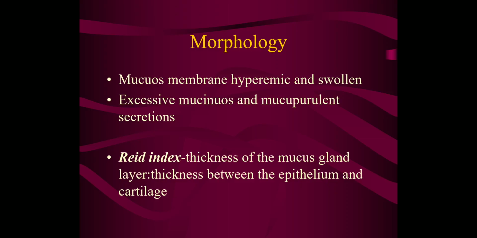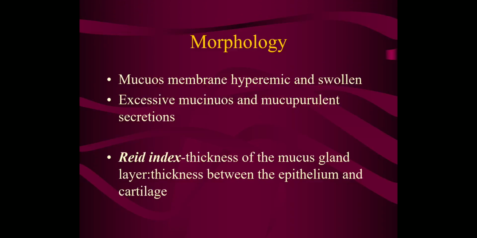Now, what is the morphology of chronic bronchitis? The patient will have hyperemic, swollen mucous membranes, which is edematous bronchial mucosa. Okay, there will be excessive mucinous and mucopurulent secretions. He will have a severe cough with expectoration. And another term we have to remember is known as the Reid index. What do you mean by this Reid index?